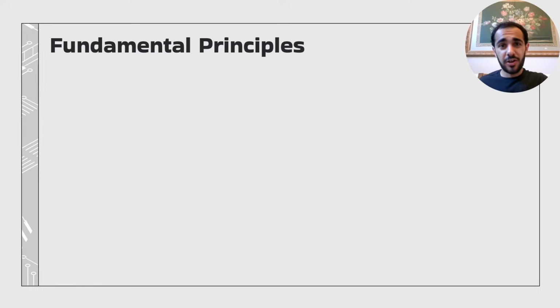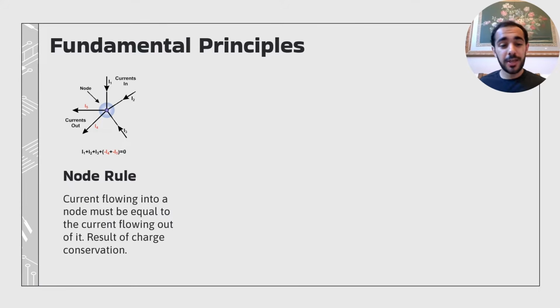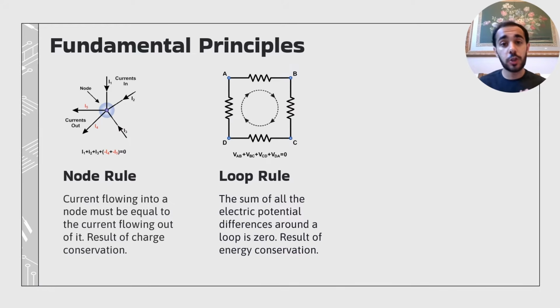The first fundamental physics principle I will be using in this lab is the node rule, and this states that the current flowing into a node must equal the current flowing out of it, and this is a result of the conservation of charge. Next up is the loop rule, which states that the sum of all of the electric potential differences around a loop is zero, and this is a result of the conservation of energy.